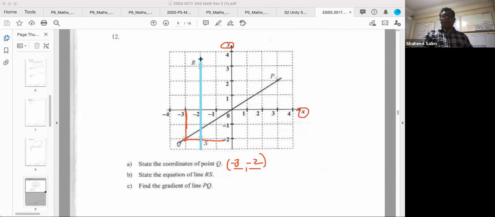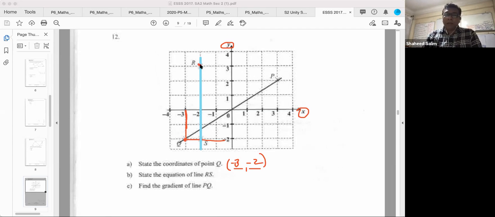You see, what value doesn't change here? What's the value of x? What's the value of y? What doesn't change in this line? Come on, come on.